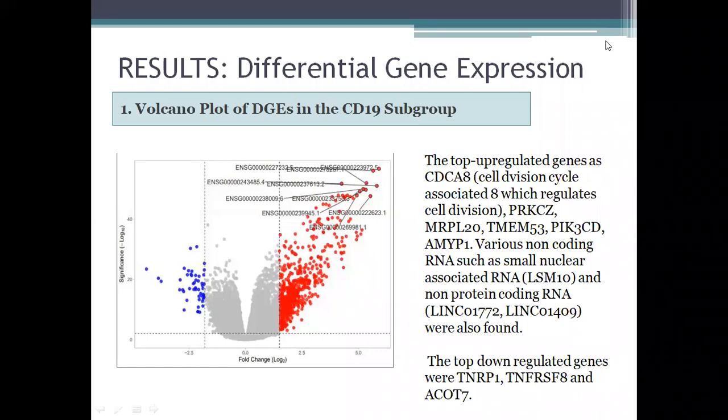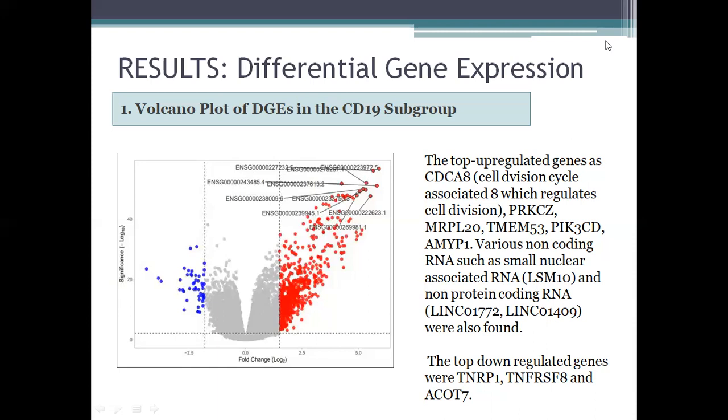For the CD19 subgroup, we see that certain genes were the most significantly expressed and most upregulated, such as the AMY1A gene, which is the alpha amylase pseudogene involved in the cellular oligosaccharide metabolic processes, the TMEM53 gene, which is the transmembrane protein 53, responsible for transmembrane translocation of various biomolecules, and the MRPL20 gene, which is the mitochondrial ribosomal gene, which regulates the translocation of mitochondria.